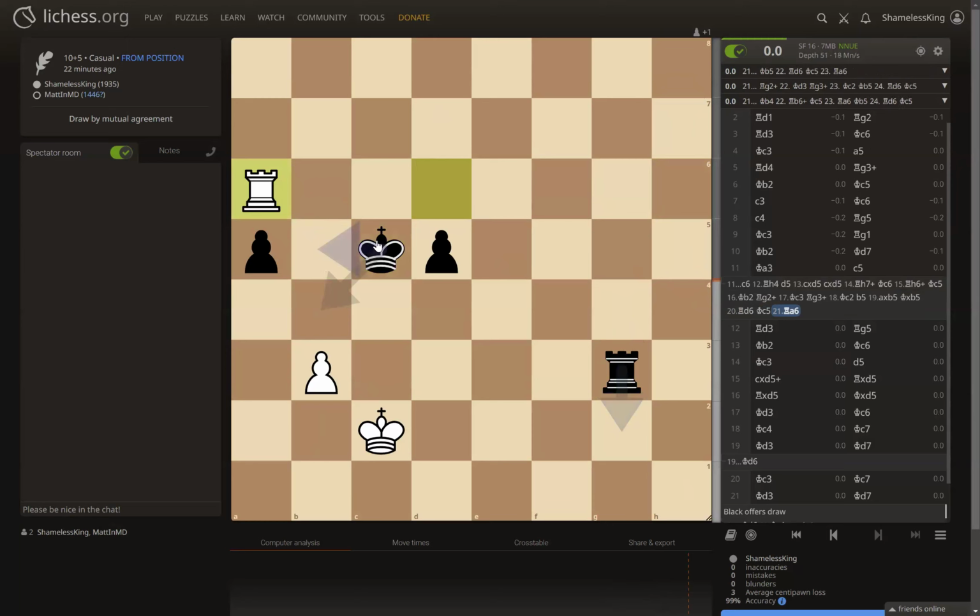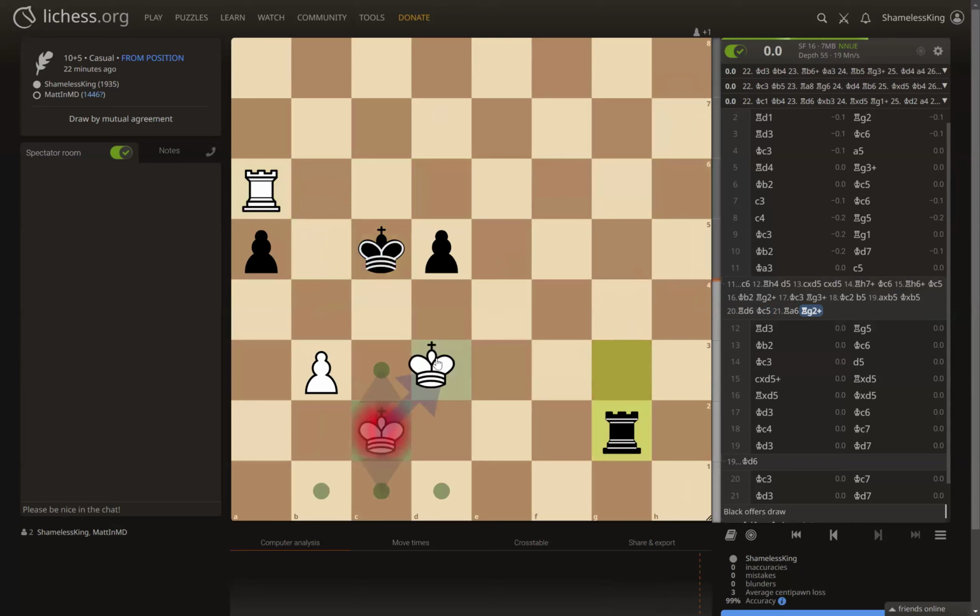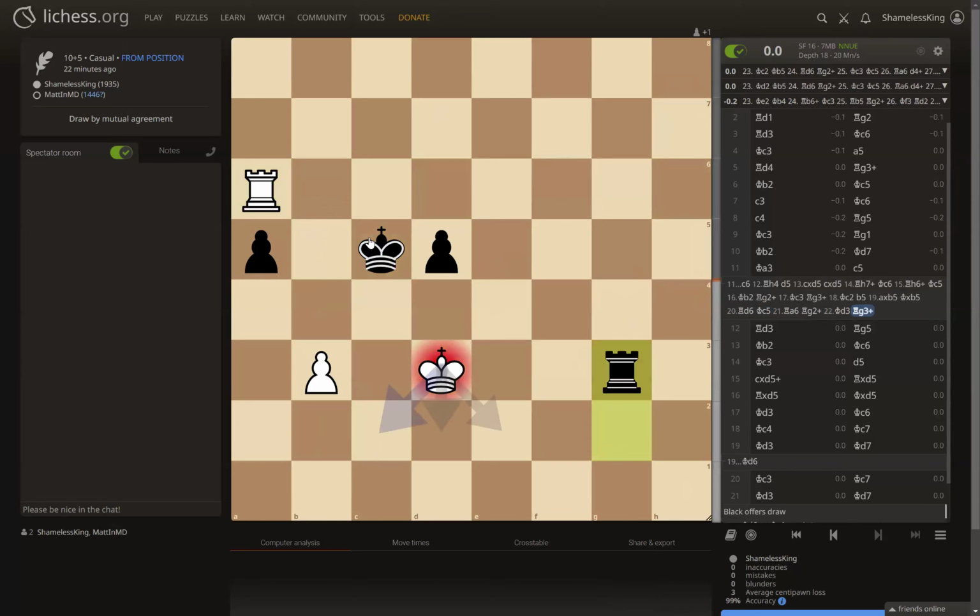Wait, let's look at the check. Look at the rook check here. What do we do about the rook check? So rook here, king up. King d3, so you don't get hit by a d4 check. They check you again, you just go back. Now the pawn hangs, right? So you can see you just have to shuffle the right way. King d4, you just take the a pawn, you should be fine. Just be a little careful.